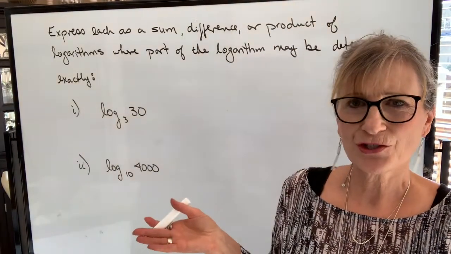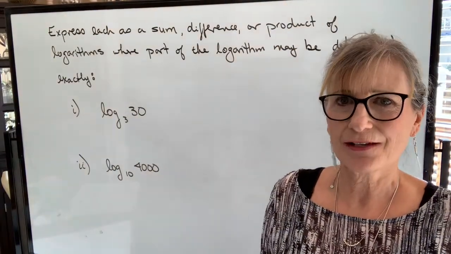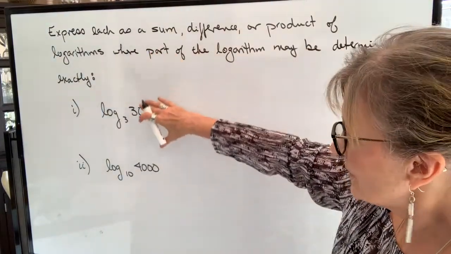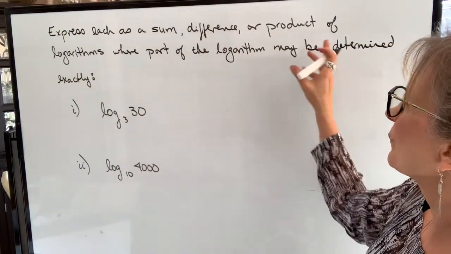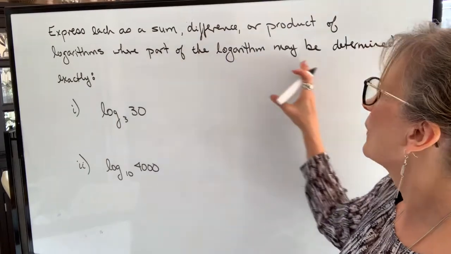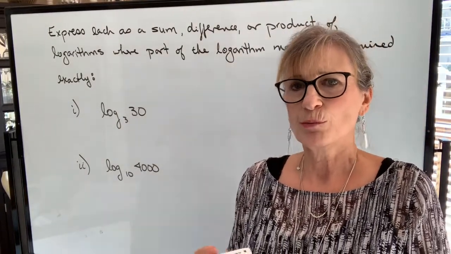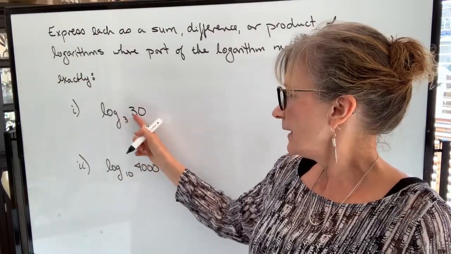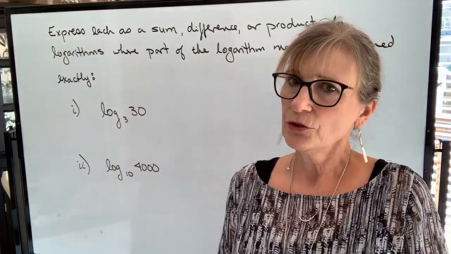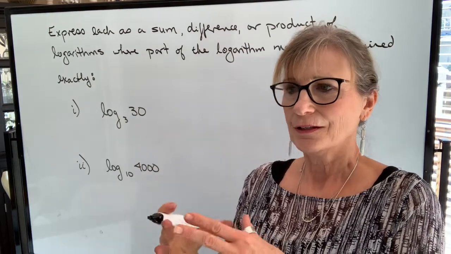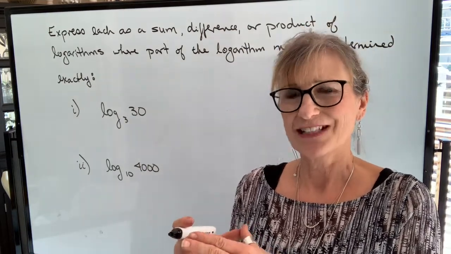The other type of questions that I've seen textbooks ask is to express these values as a sum, difference, or product of logarithms where part of the logarithm may be determined exactly. So you use your properties to break up the value, the quantity, so that you can find or calculate part of it exactly.